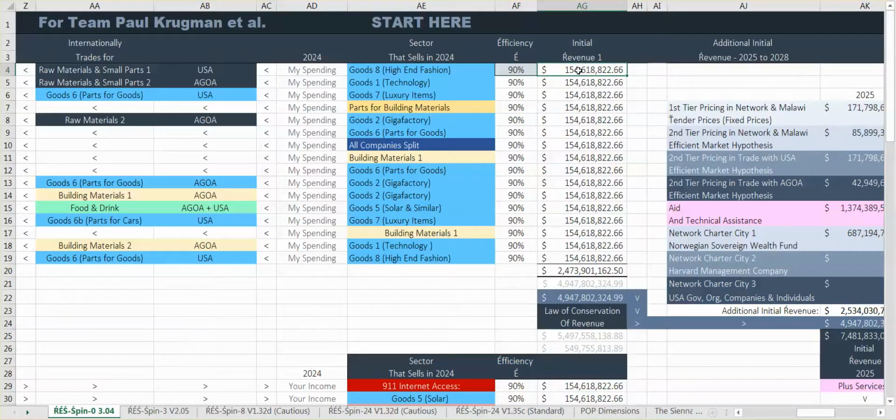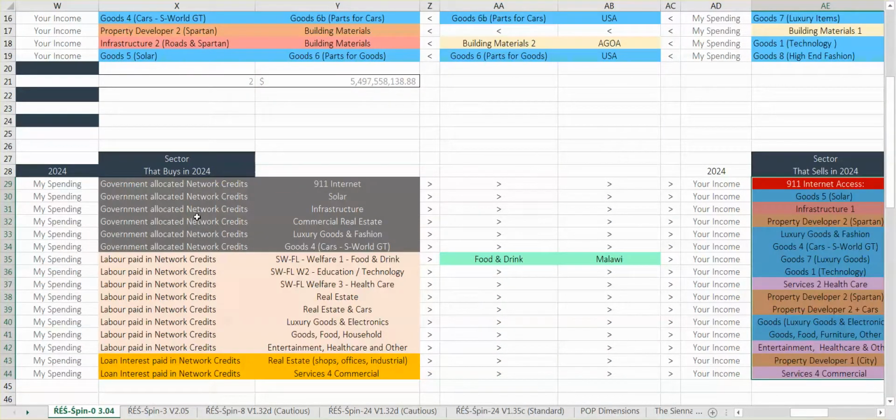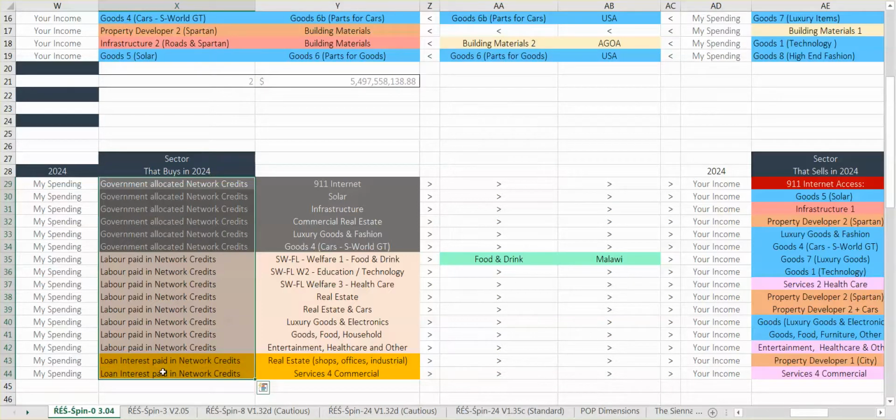Now please navigate down to EA28 to see another 16 sectors, this time of your income in 2024. Now scroll to the left and column X28 and the second 16 equal sectors of my spending in 2024. This time the sectors are government, labour and interest on loan. Lastly, scroll up to X3 for the second set of 16 your income sectors. So in total we have 32 sectors that sell, my spending, and 32 sectors that buy, your income.